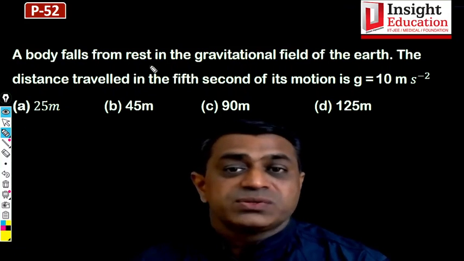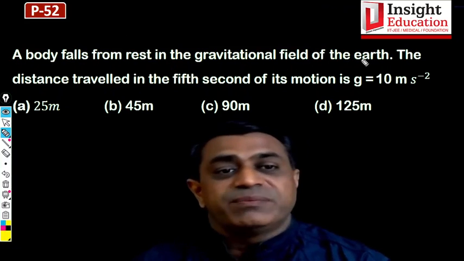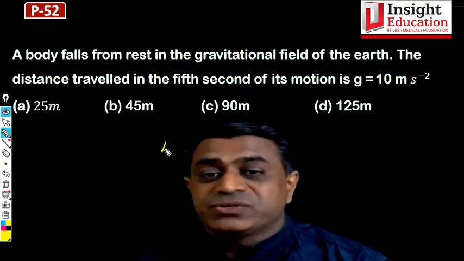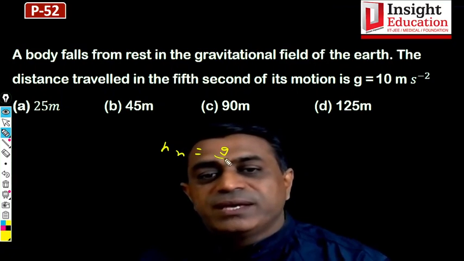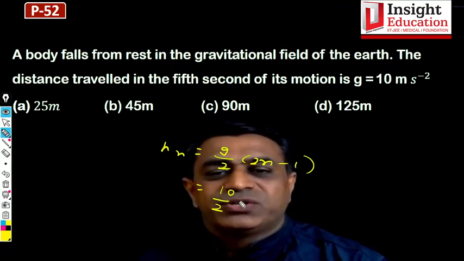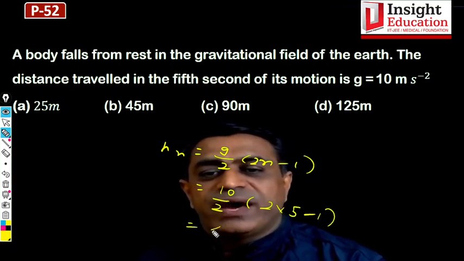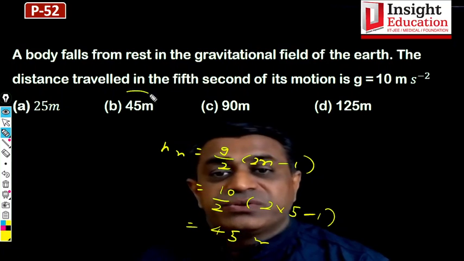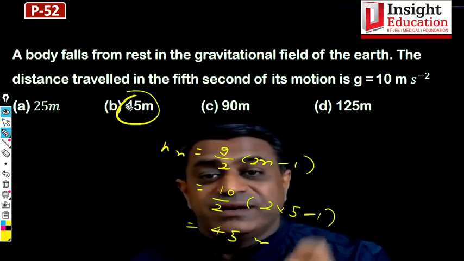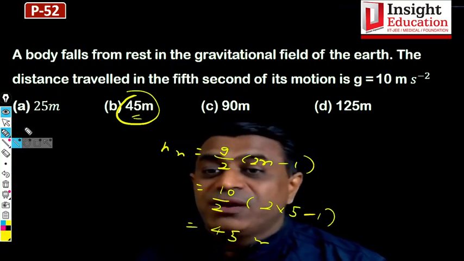A body falls from the rest, u is 0, first case, in gravitational field of the earth, it means g. The distance traveled in fifth second, so hn, u is 0, so g by 2 into 2n minus 1. g is 10 by 2, into 2 times fifth second minus 1, so 10 minus 1, 9, 9 into 5, 45 meter. So distance traveled in fifth second is 45 meters. 45 meter is very long distance.